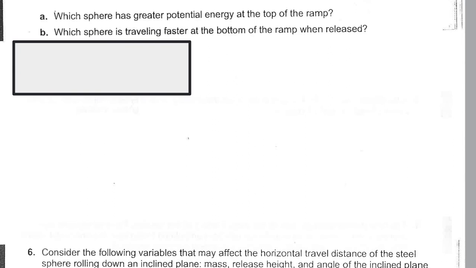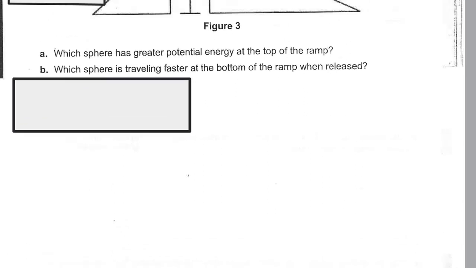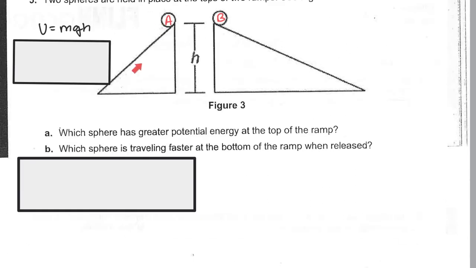Okay, all right. So the difference between the two is that you see that A has a shorter ramp distance and B has a longer ramp distance. So that makes you think, hey, maybe that would affect the travel, right? Another thing that would be different between them is the angle of the ramp, where B's ramp angle is smaller than A's ramp.